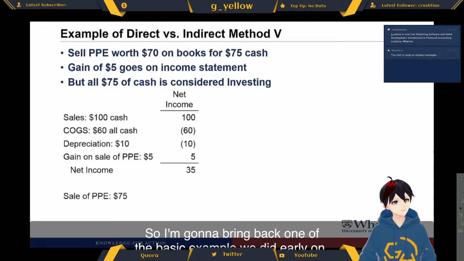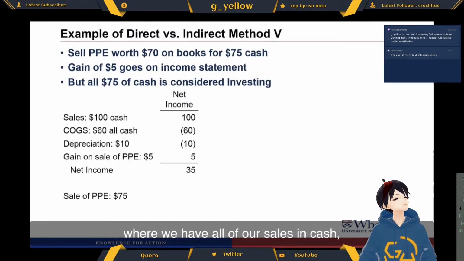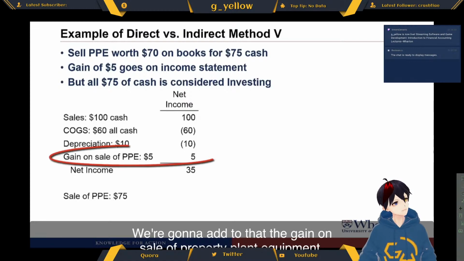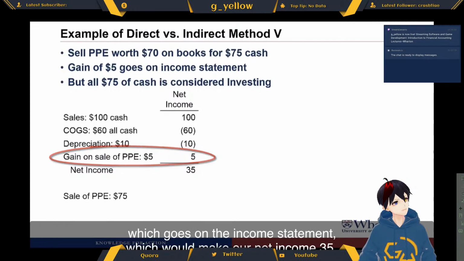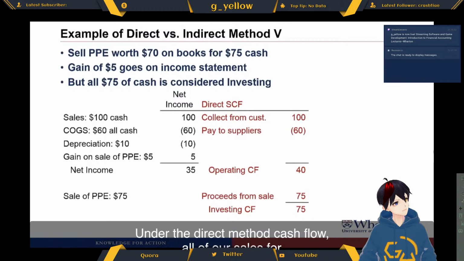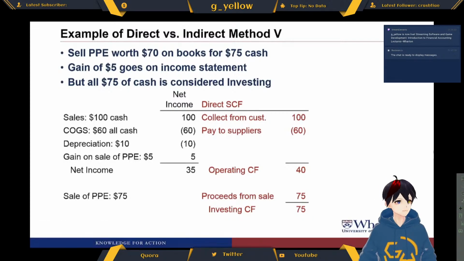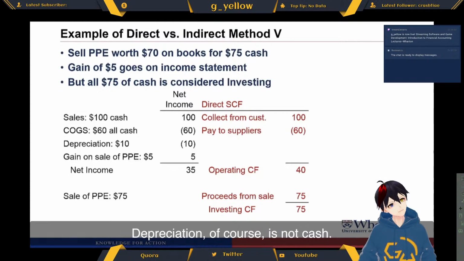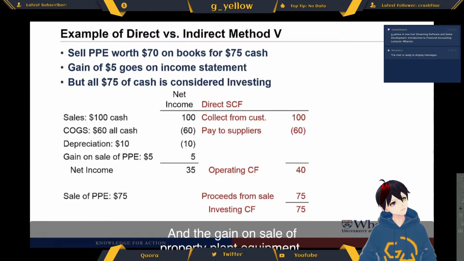So I'm going to bring back one of the basic examples we did early on, where we have all of our sales in cash, all of our cost of goods sold in cash, and then depreciation of $10. We're going to add to that the gain on sale of property, plant, and equipment, which goes on the income statement, which would make our net income $35. Under the direct method cash flow, all of our sales were cash, so we have collections from customers of $100. All of our cost of goods sold was in cash, so we have payments to suppliers of $60. Depreciation, of course, is not cash. And the gain on sale of property, plant, and equipment, we want to consider that part of the investing cash flow. So we ignore that, and we end up with operating cash flow of $40.